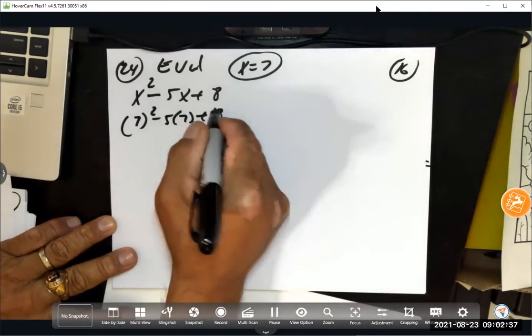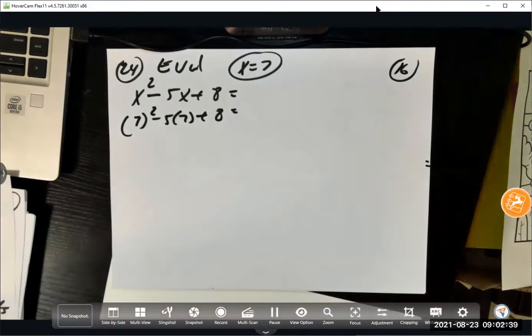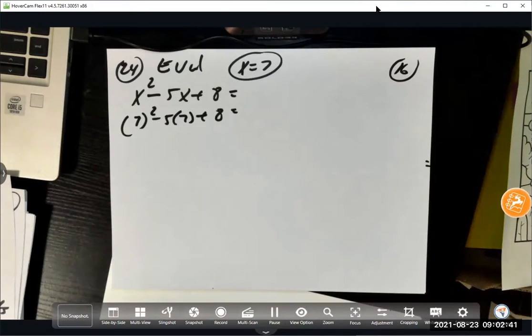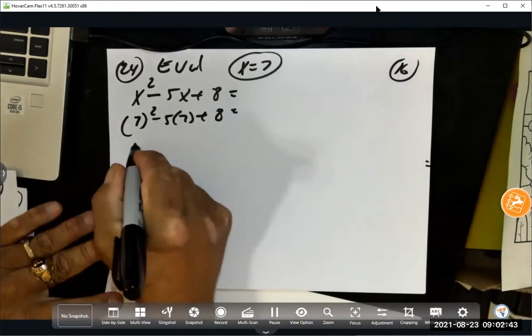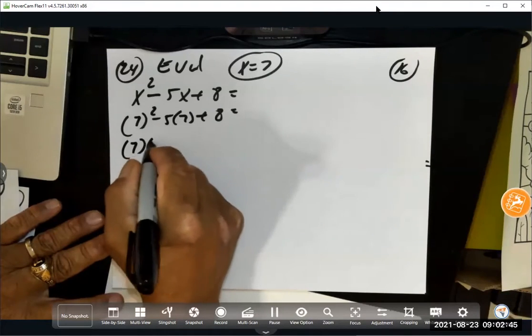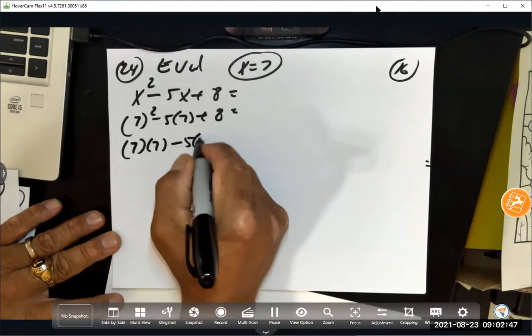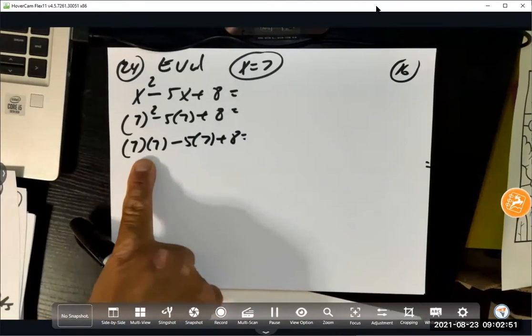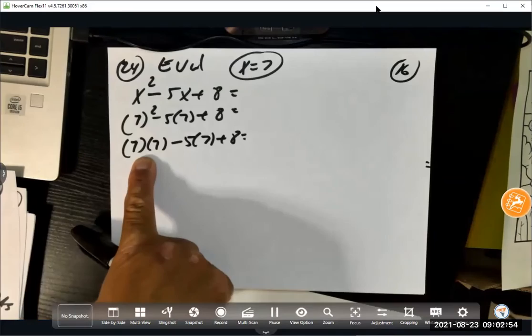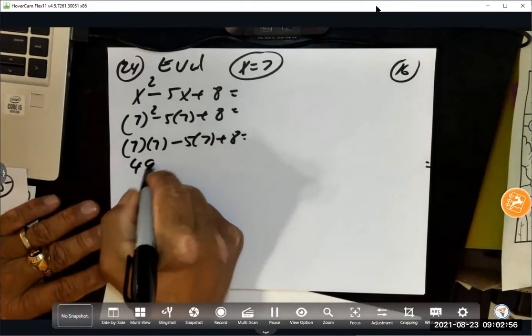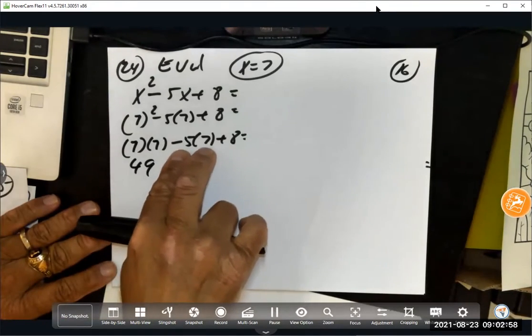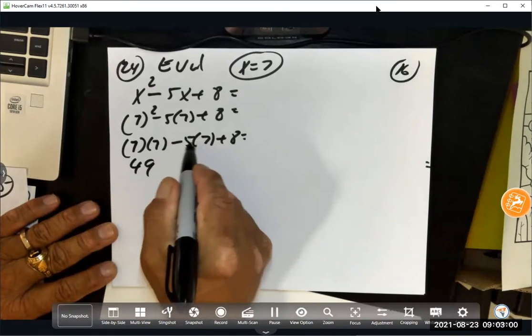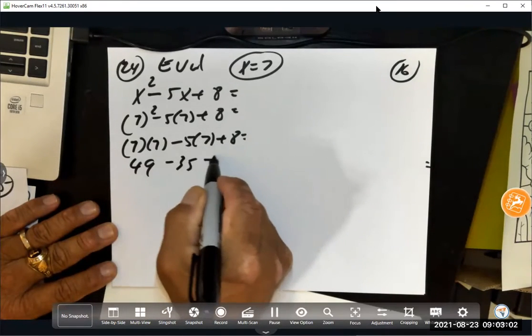Okay, ready? Everybody okay with step number 1? Put the 7 in there. Is it yes or no? Yes. Now, 7 times 7, I'm going to do it the long way. All right, so this one, we're figuring. 7 times 7 is 49. And negative 5 times 7? 35, that's right, plus 8.